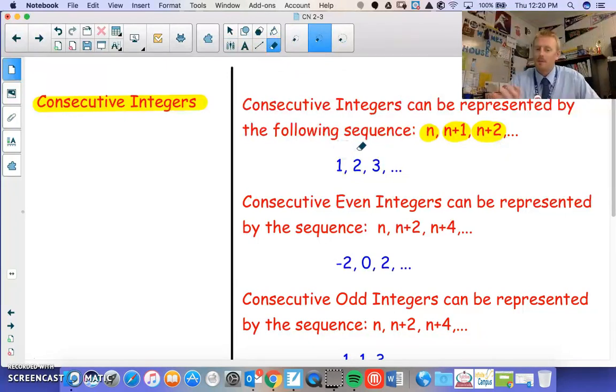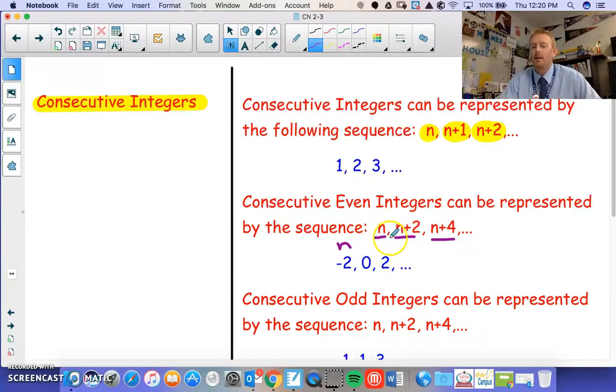And with the same kind of logical thinking, consecutive even integers. So if my first even number was this negative 2, to get to the next even number, we had to add 2 more to it. So that's where we have n, n plus 2, n plus 4. Because we're adding to the original if this is n. So we added 2 more to find the next even, 2 more from that one, but 4 from the original n to get the next even.